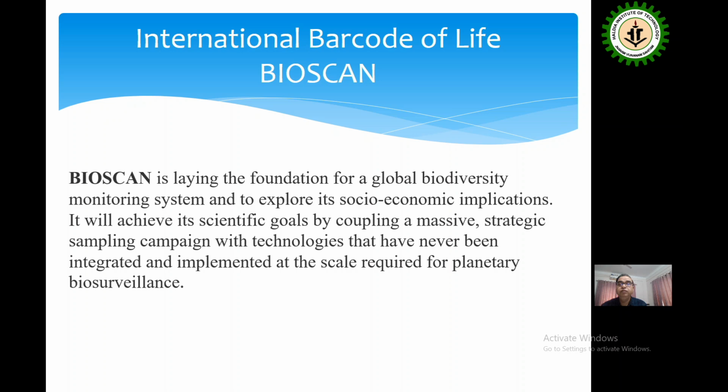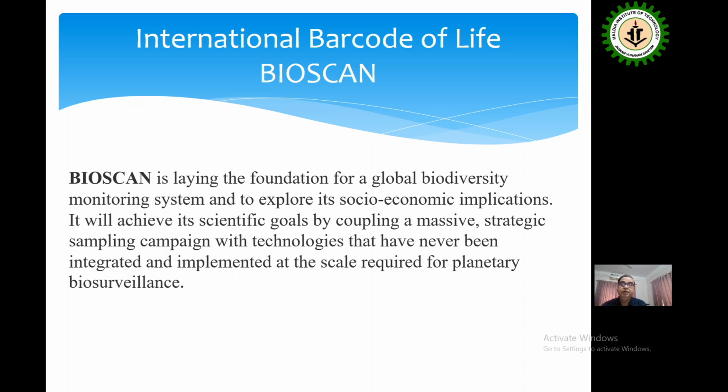Now, International Barcode of Life, BIOSCAN, is in place, and BIOSCAN is laying the foundation for a global biodiversity monitoring system and to explore its socio-economic implications. It will achieve its scientific goals by coupling a massive strategic sampling campaign with technologies that have never been integrated and implemented at the scale required for planetary biosurveillance.